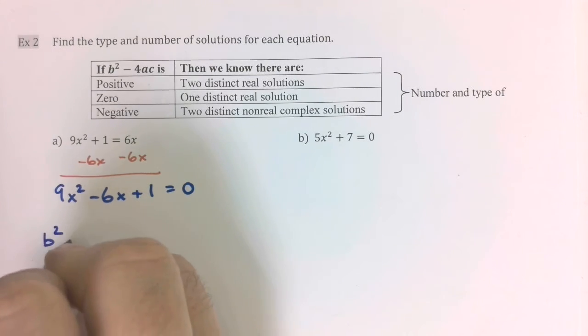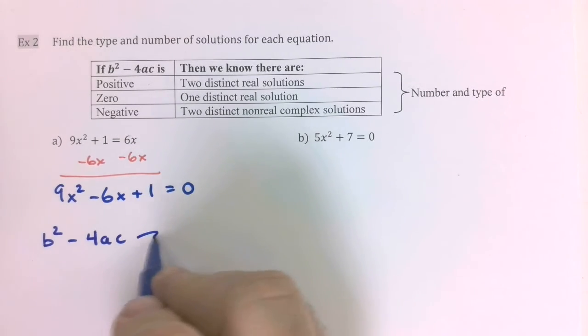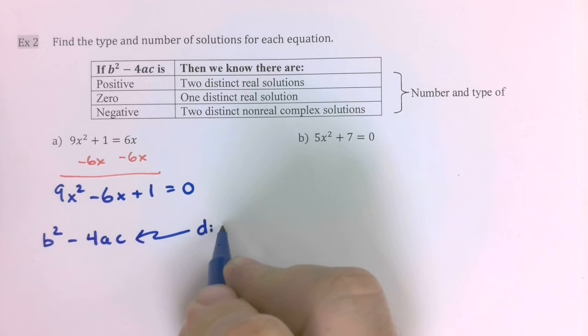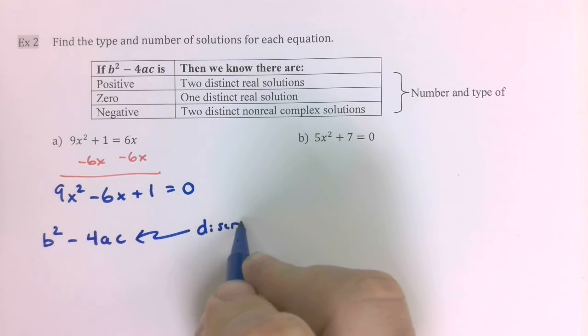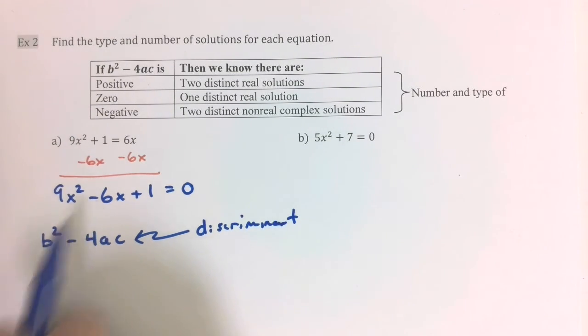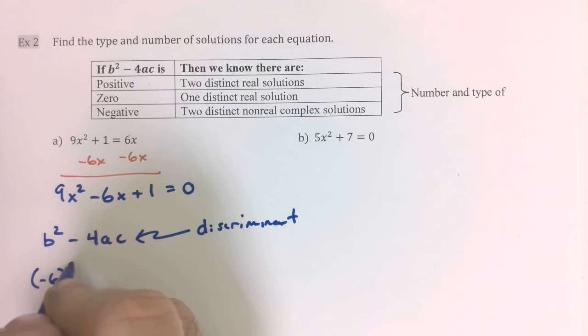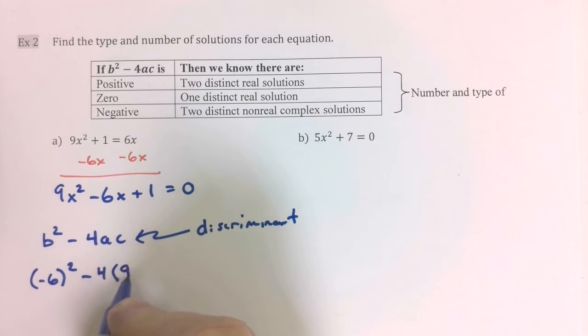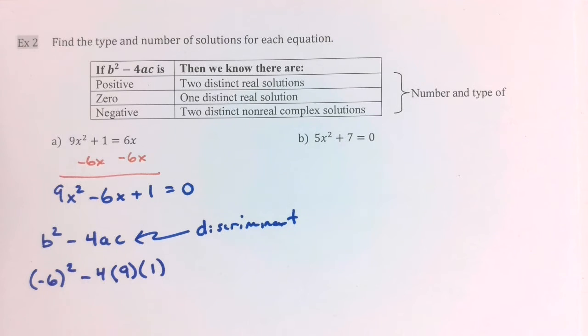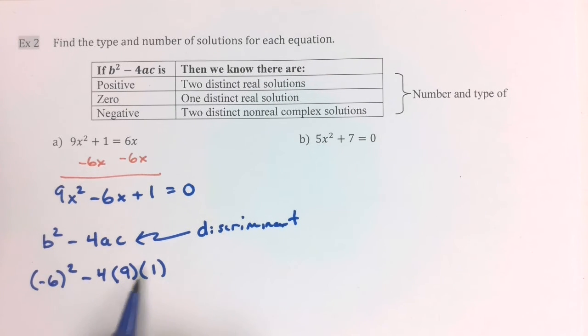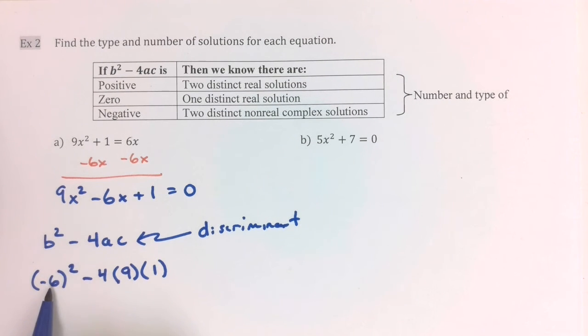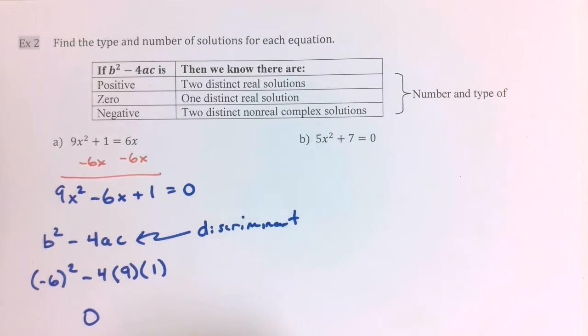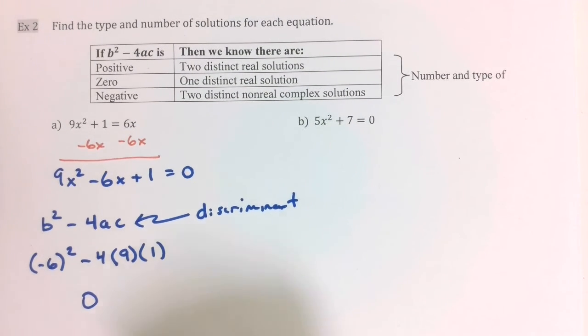So for this problem, to do b squared minus 4ac, which again, that thing is called the discriminant, b in this problem is -6, so we're going to have a -6 squared, and then minus 4 times a times c. So for this particular problem, we'd have -6 in parentheses squared, which would give us 36, minus 4 times 9 times 1, which is also 36, so you get 36 minus 36. Your discriminant in this problem is equal to 0.